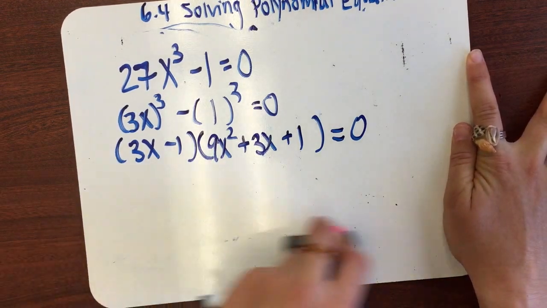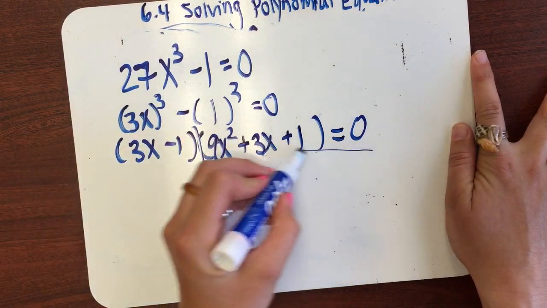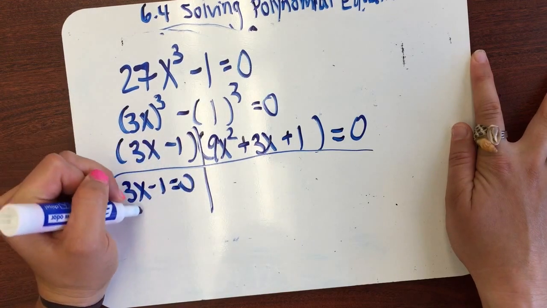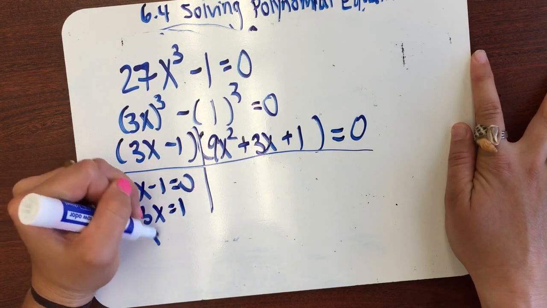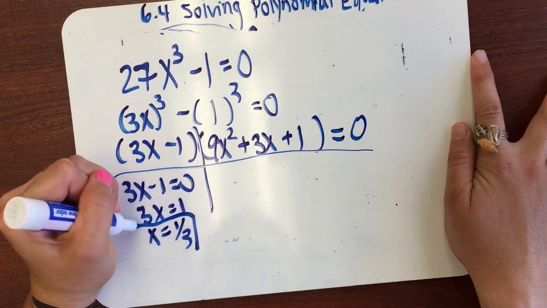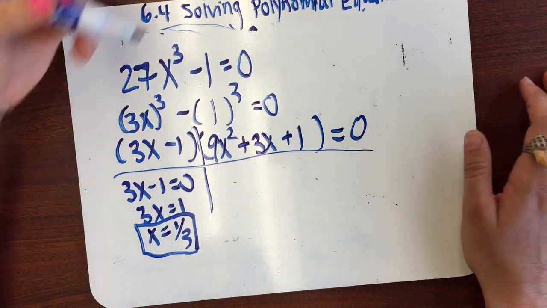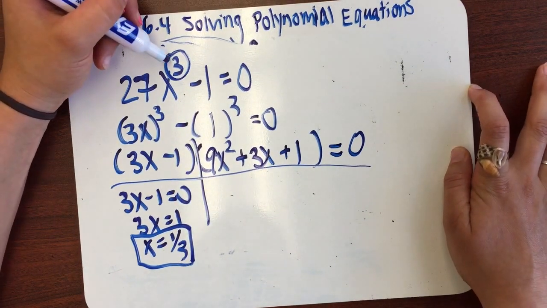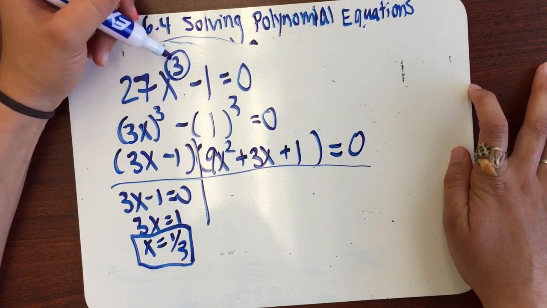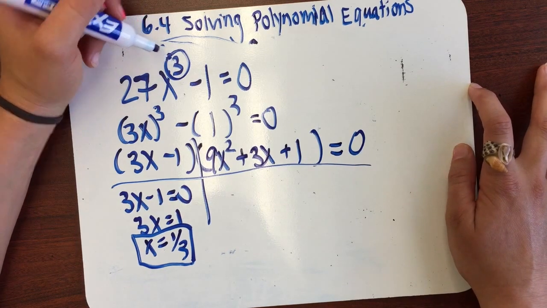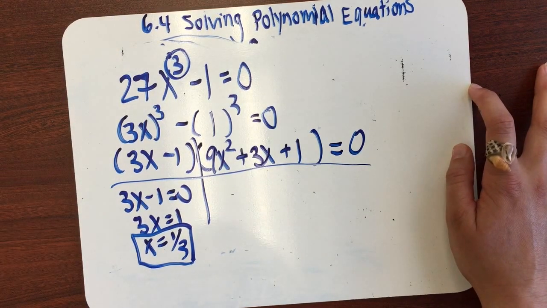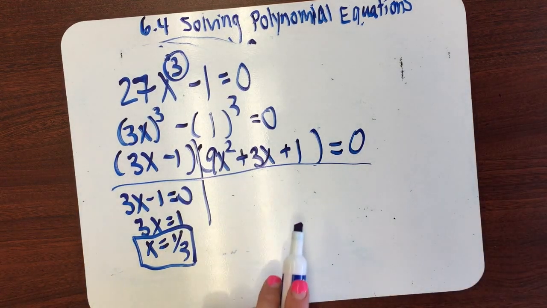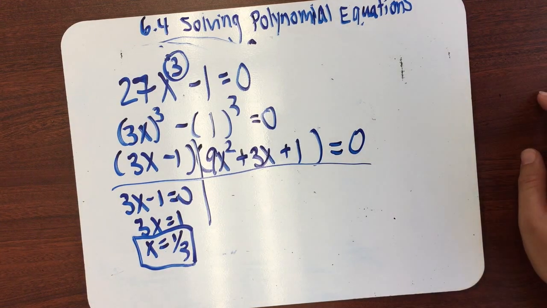So when we're solving this, we still make our t-chart here. For this one, we'll get 3x minus 1 equals 0. Add 1, divide by 3, and one of our answers is 1/3. So since we have a cubic here, we know that we're going to come out with 3 answers. Whatever the highest degree is, that's how many answers you're going to come up with. So far we have 1 answer. The next thing is we're going to use this quadratic and find the other 2 answers.